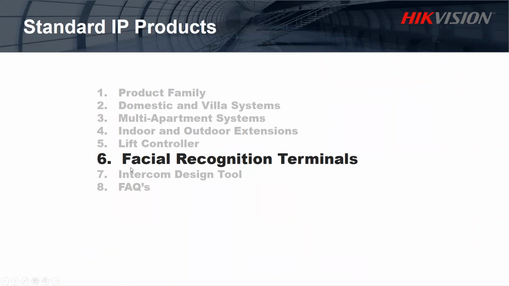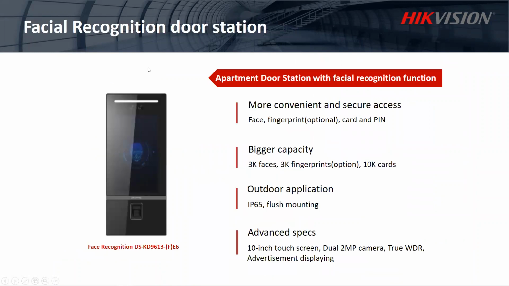All right. As well, we have a facial recognition door station. So instead of using any of the outdoor station, you can use the facial recognition door station, as it is an apartment door station with facial recognition. So it's more convenient and secure access, as it uses face detection and or fingerprint. This is an option. As well, you can use a card or PIN code to access.